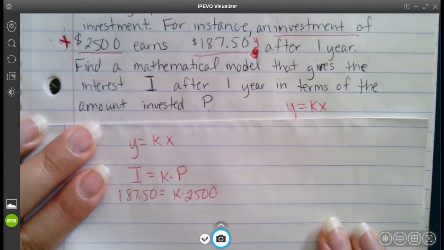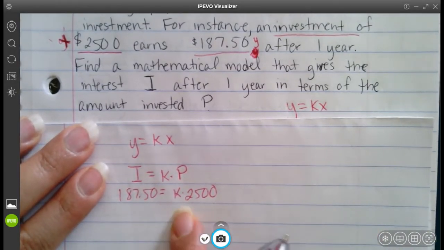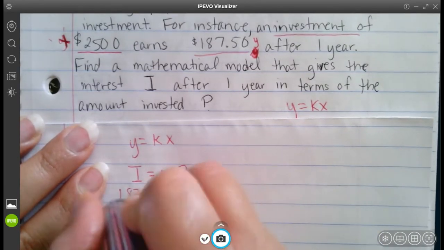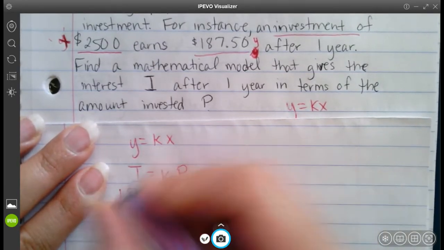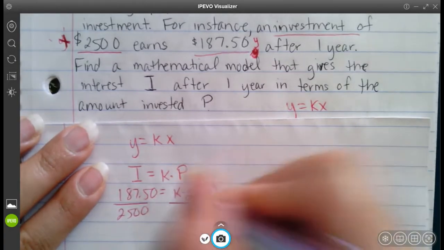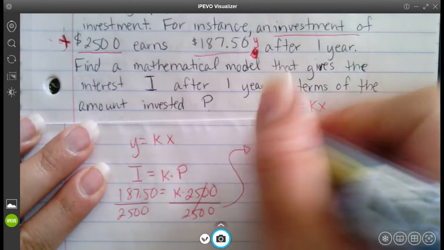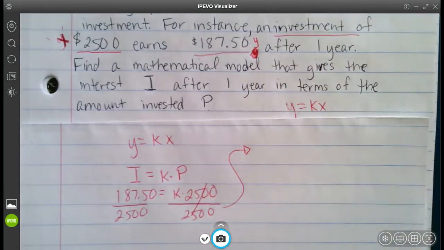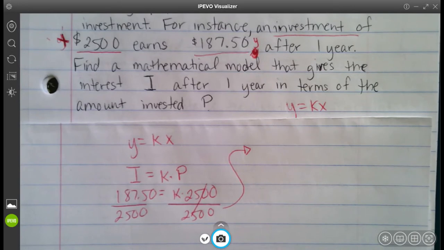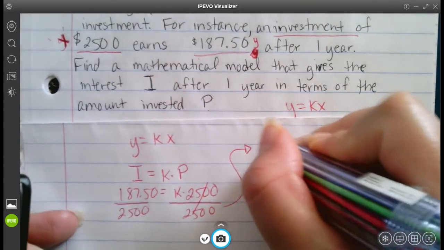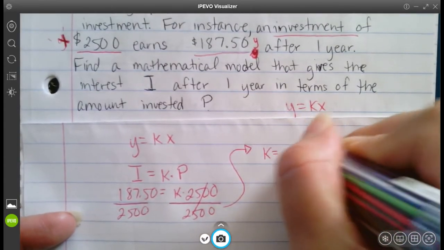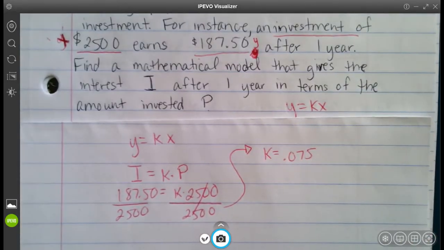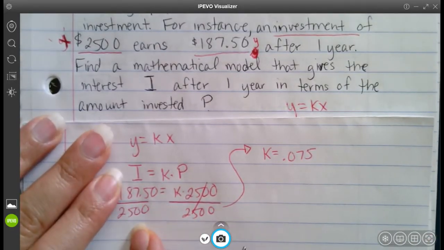So we're going to solve for k. To do that, we divide both sides by 2,500. I had already calculated it, but let me do it really quickly again. 187.5 divided by 2,500 gives us k equals 0.075. Any normal four-function calculator should allow you to do that.